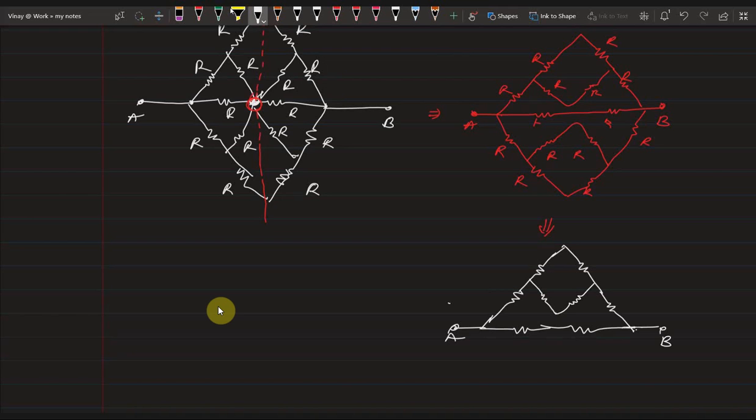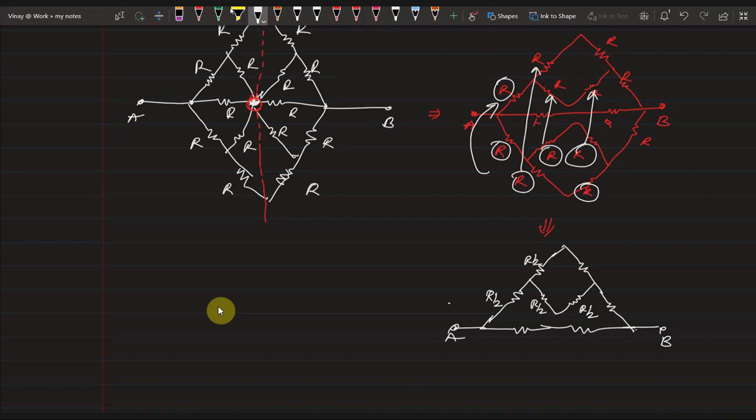Now tell me, if you fold the lower part to upper part, this resistance is going to touch here. Therefore, this resistance will be R by 2. This resistance is going to touch here. Then this resistance is also how much? R by 2. In the same way, this is going to touch here. Then this resistance is R by 2. This resistance is going to touch here. Then this resistance is R by 2. This is going to touch here. Then that resistance is also R by 2. Then this is going to touch here. Then this resistance is also R by 2.